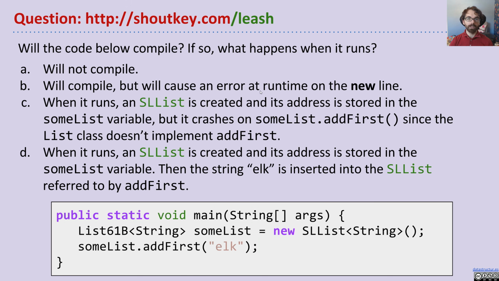Okay? So here's a question to see if that all made sense and bring together everything we've talked about with inheritance so far. Let's suppose we have a piece of code like this, where we say List61B someList equals new SList. And then we say someList.addFirst(elk). Which of the four scenarios here happens? One, does it not even compile? Two, does it compile but it has an error when we try and run this line? Three, this line runs fine, but when we get to addFirst, it crashes because lists don't know how to implement addFirst? Or four, does everything work fine? So think about that question, and I'll spoil it in a moment. So pause the video perhaps.